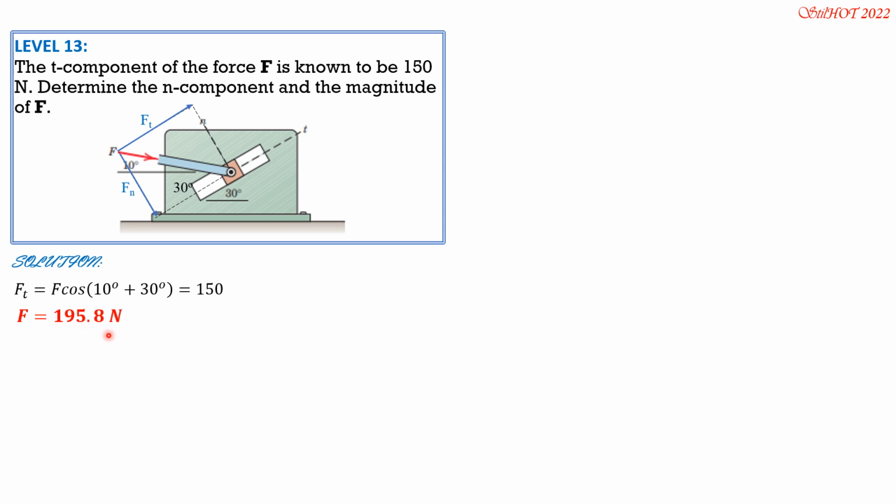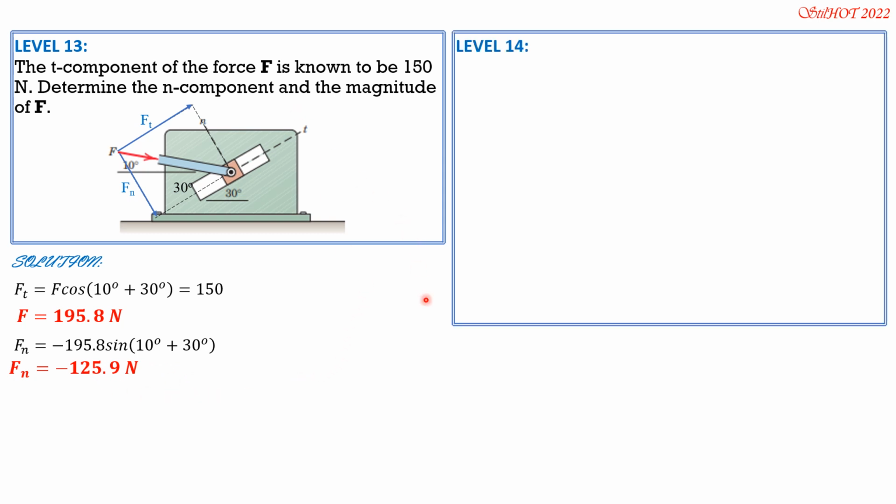Having found F, Fn is expected negative, it is opposite to 10 plus 30 degrees, so it is negative F sine of 10 plus 30 degrees. Negative 195.8 sine of 10 degrees plus 30 degrees. So it is negative 125.9 newtons. That's it for this problem.